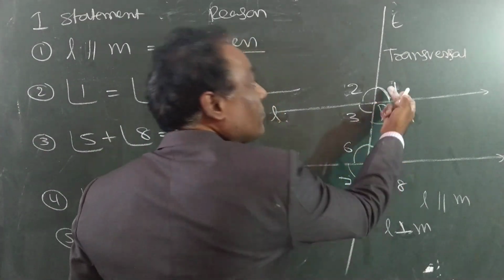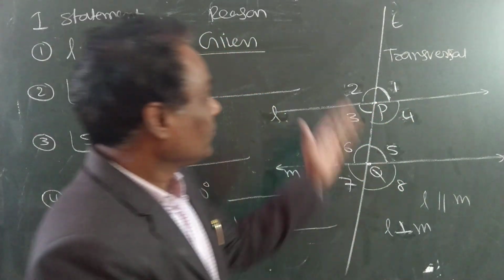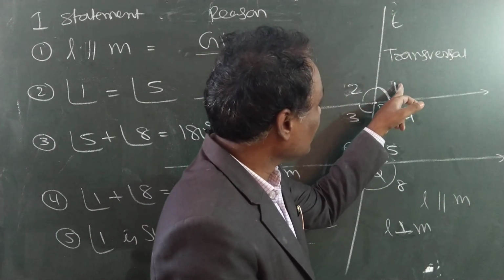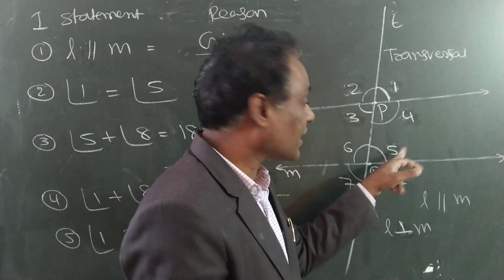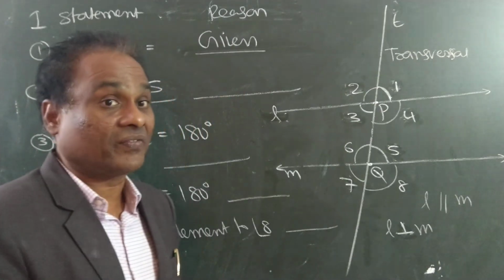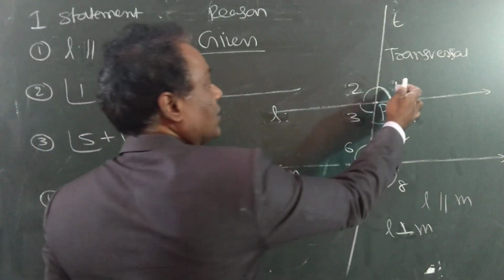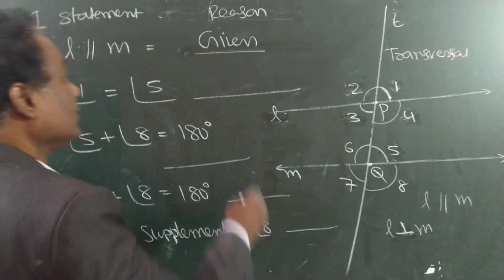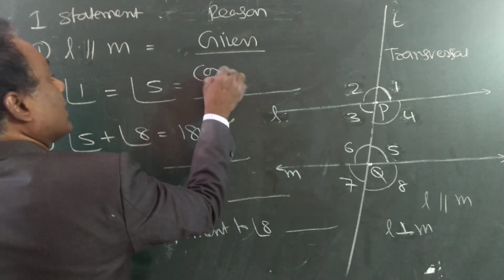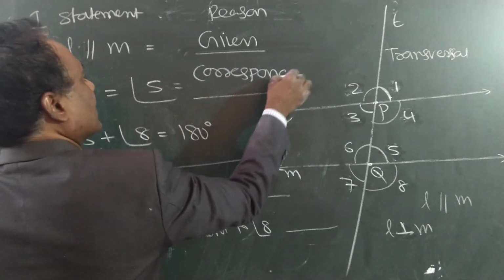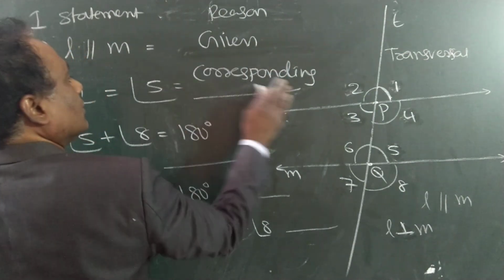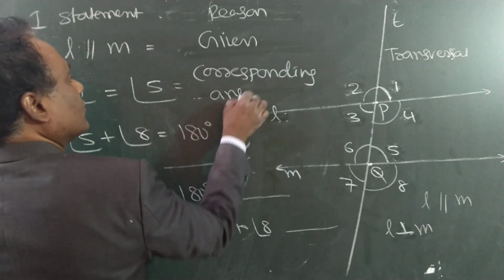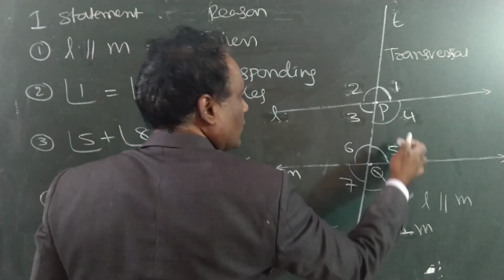They are corresponding angles. Same side of the transversal. One is exterior, one is interior. They are called corresponding angles. I gave the definition. So 1 is equal to 5. The reason is corresponding angles. Write down this reason: corresponding angles. Angle 1 is equal to angle 5.